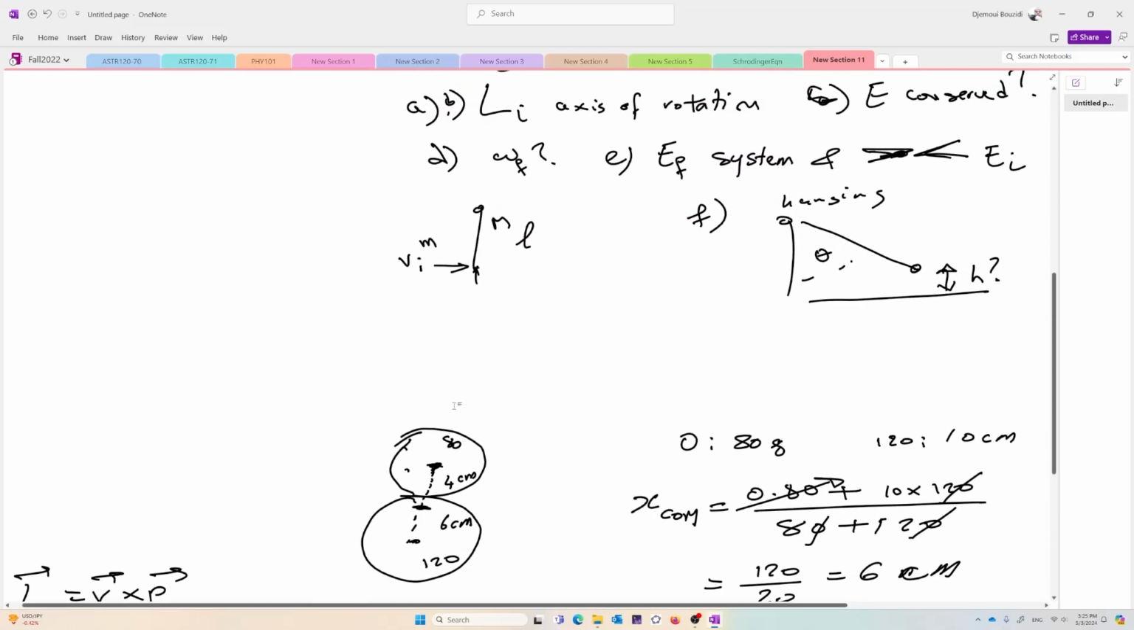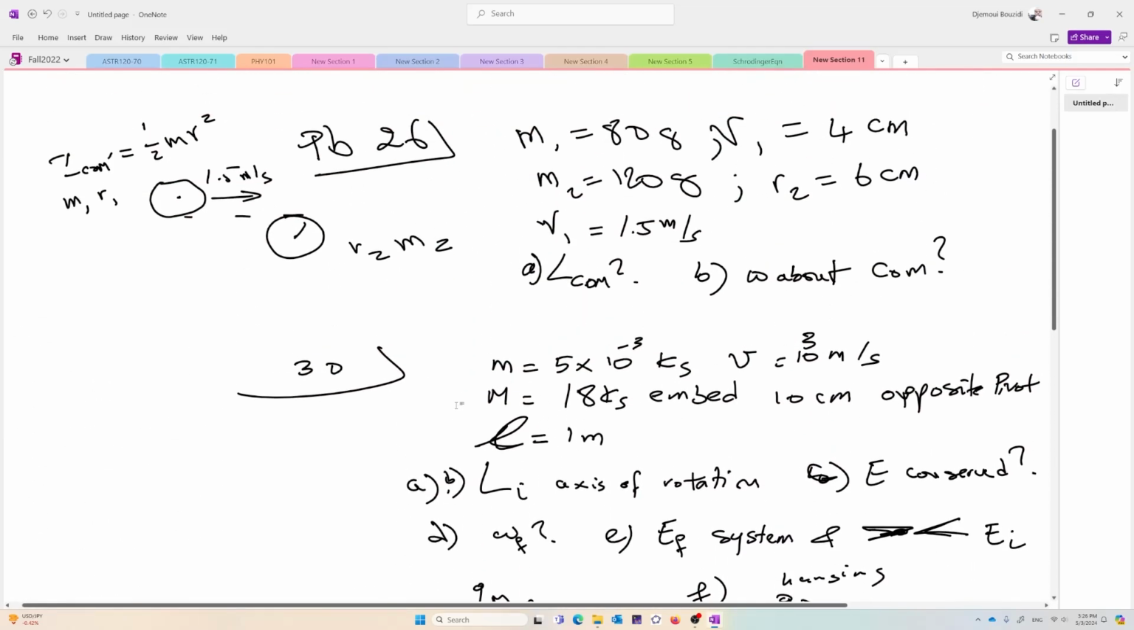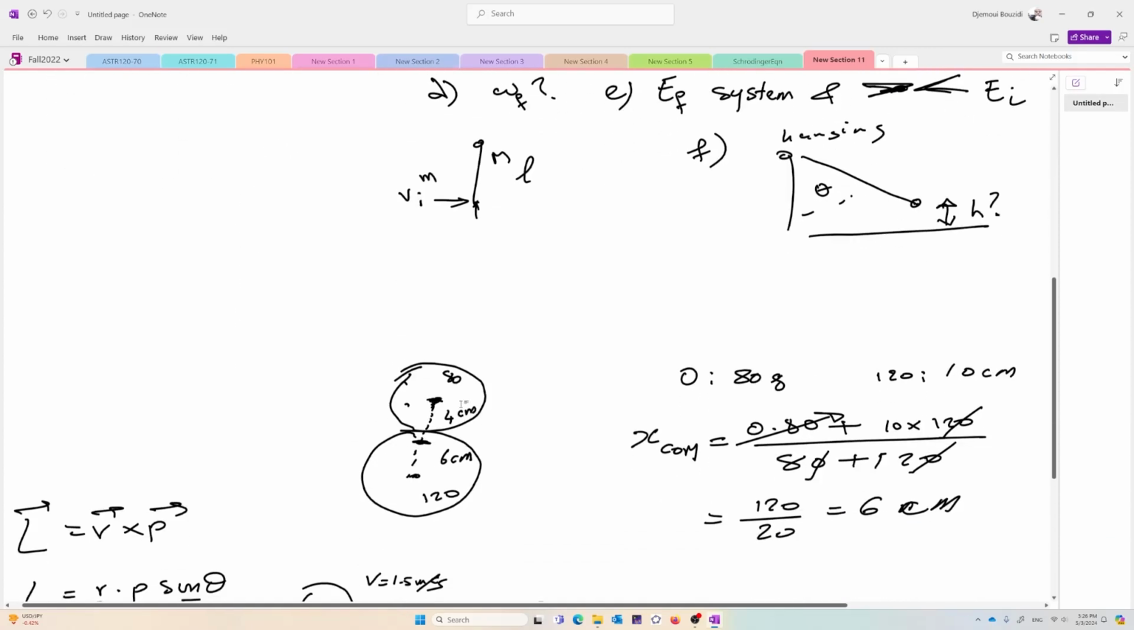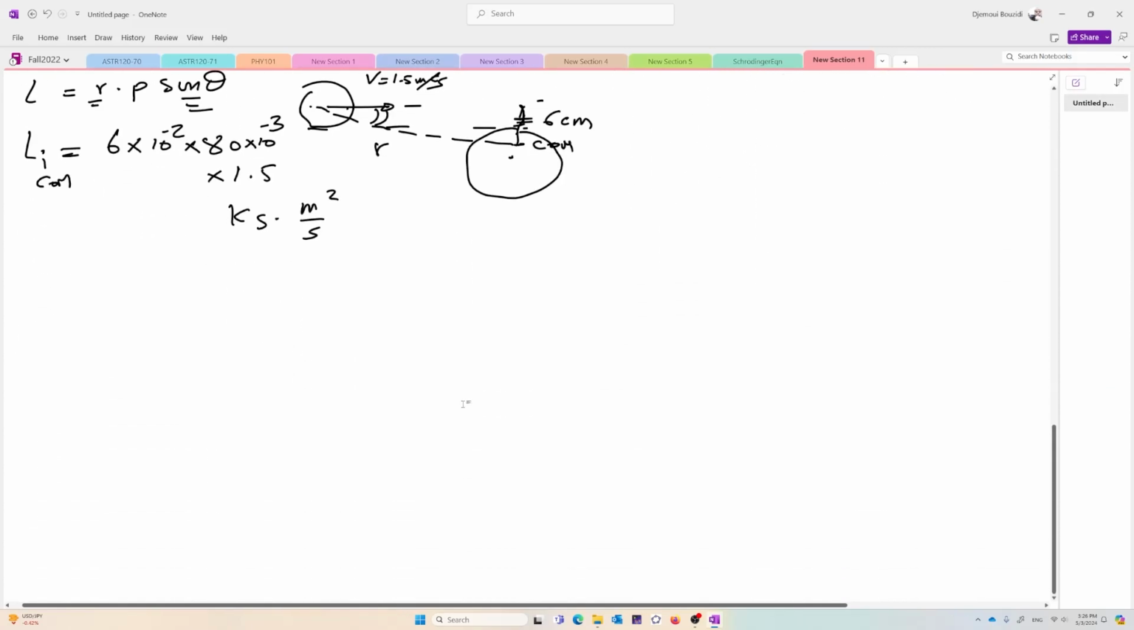Now, I think there were probably some questions related to whether or not this collision is inelastic. Immediately after they collide, they stick together. So this is a perfectly inelastic collision, as a matter of fact. So there is no conservation of energy in this system.